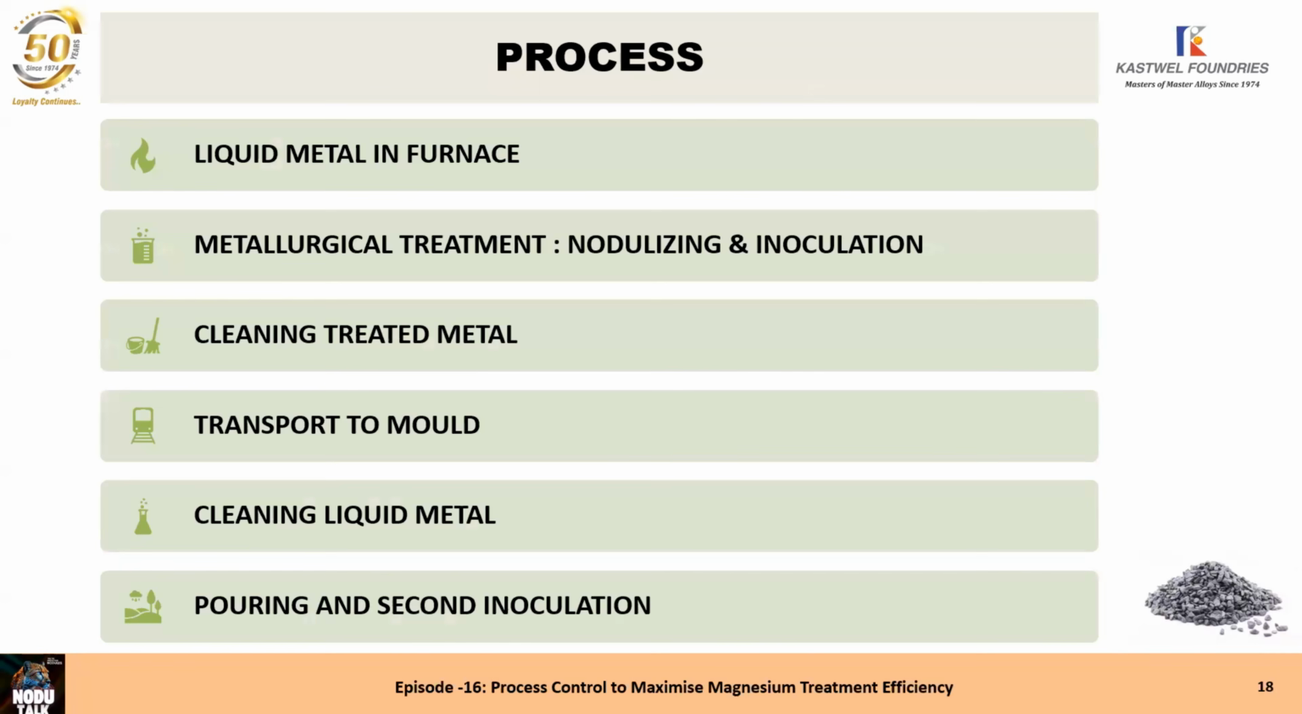The process for nodulising is, first, we have to talk about the liquid metal in the furnace, then the metallurgical treatment, that's nodulising and inoculation, then the cleaning of the treated metal, the transport to the mold, the cleaning of the liquid metal at the area of the mold, and then pouring and the second inoculation. That's the complete process of a metallurgical treatment.